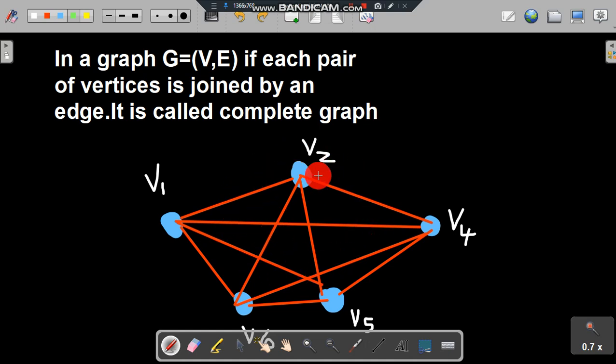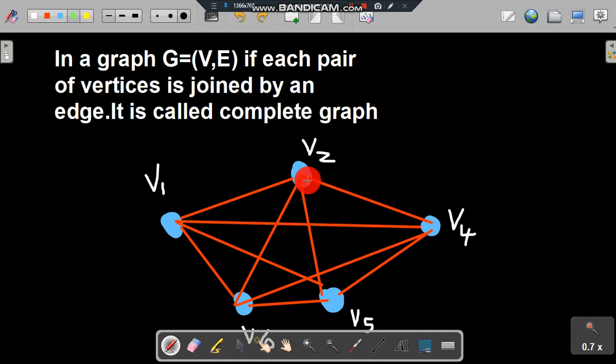what I understand is that every pair of vertices has an edge. These two have an edge, these two have an edge, these two have an edge, so like that. So each and every pair has one edge, and such a graph we call a complete graph.